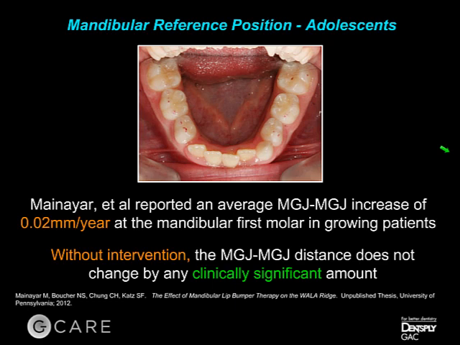So if we just let people grow, what does grow is the antegonial notch. So that part is variable. But what was shown looking at cats at the growth center is that the actual housing of the teeth does not really change that much as patients grow.